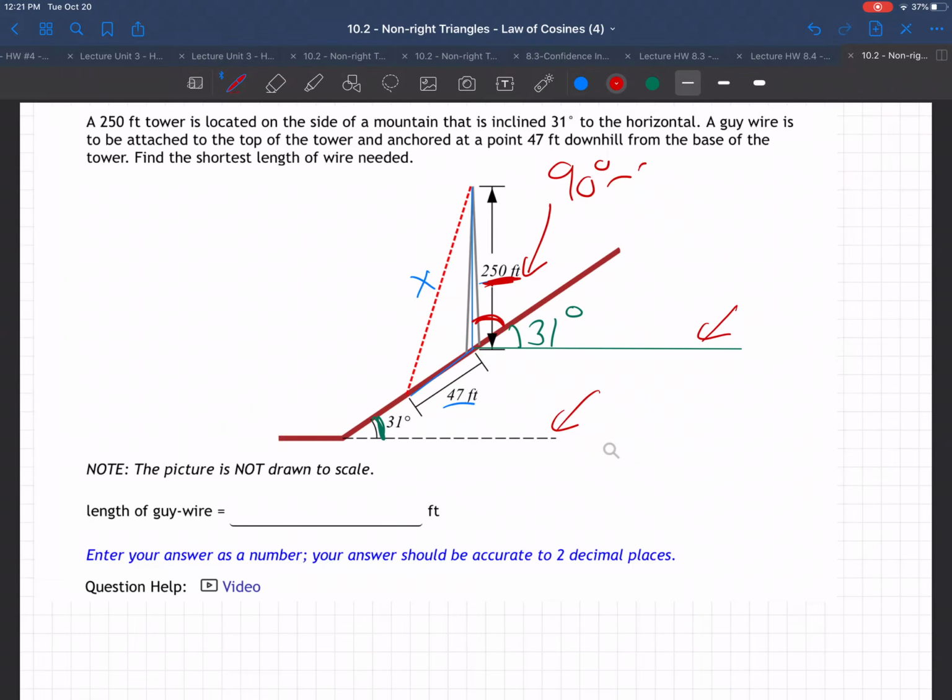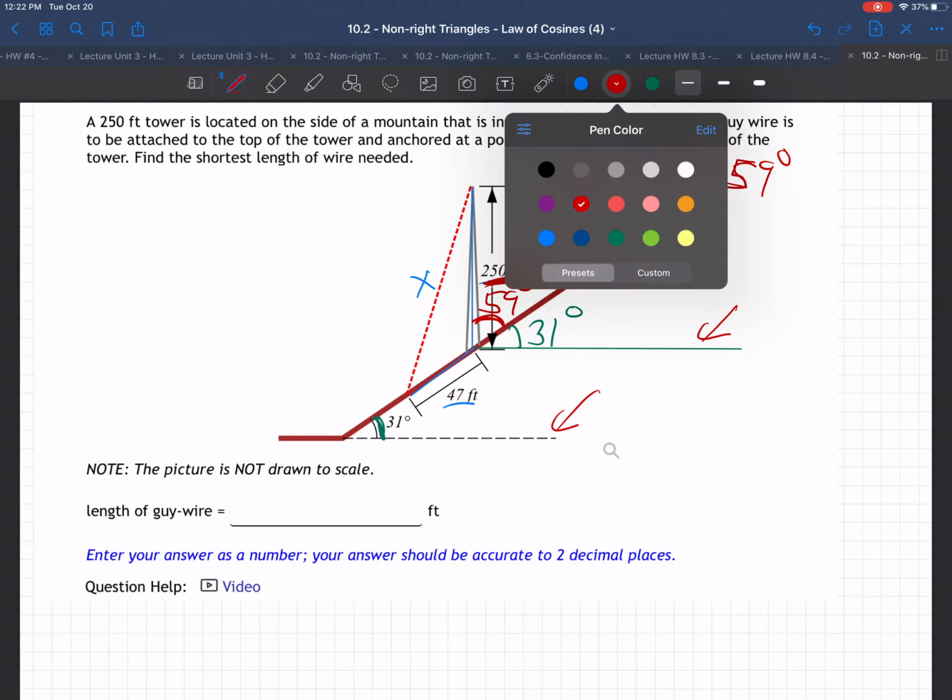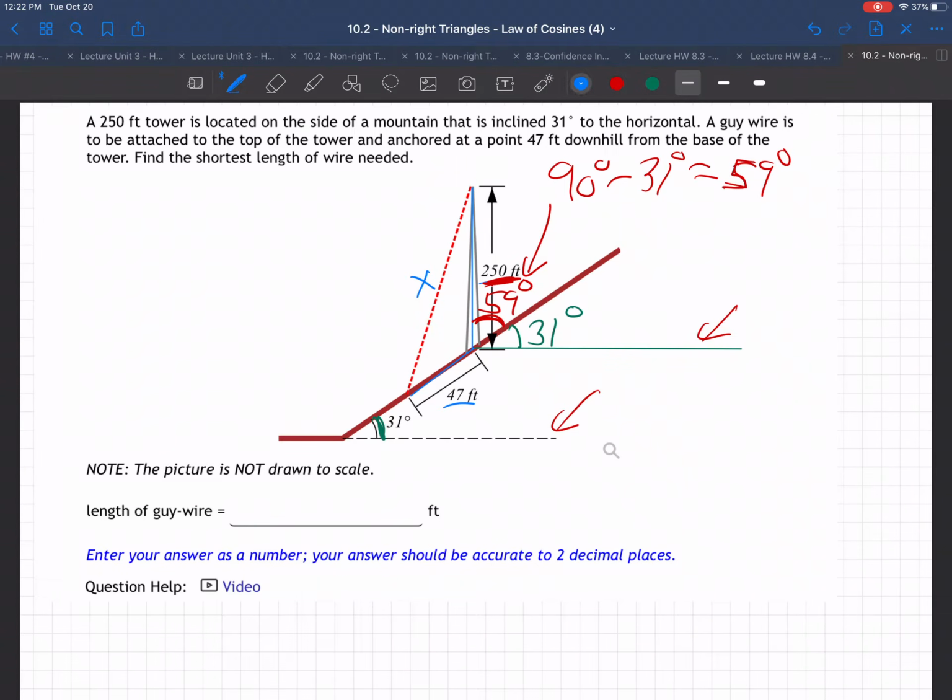So 90 minus 31 has got to be 59 degrees. So this angle here has to be 59 degrees, so the total of the two is 90. Okay, great. You probably see that. So now I'd like to get this angle. Why do I want that? Because that's inside the triangle.